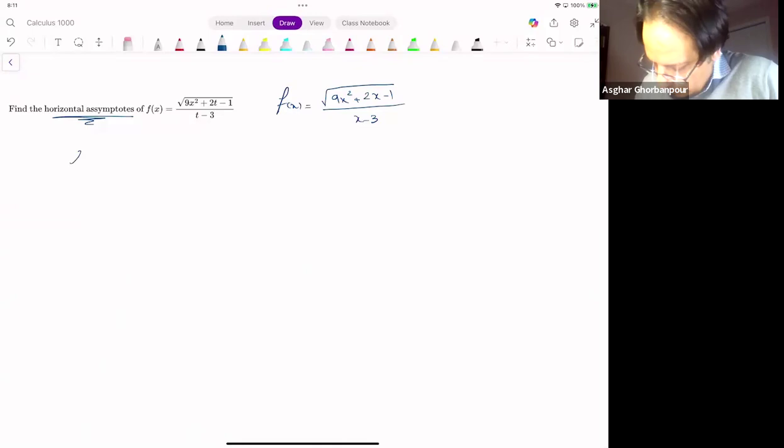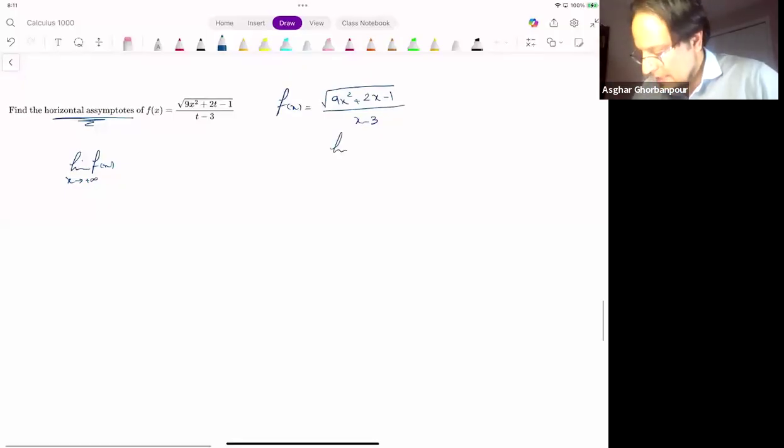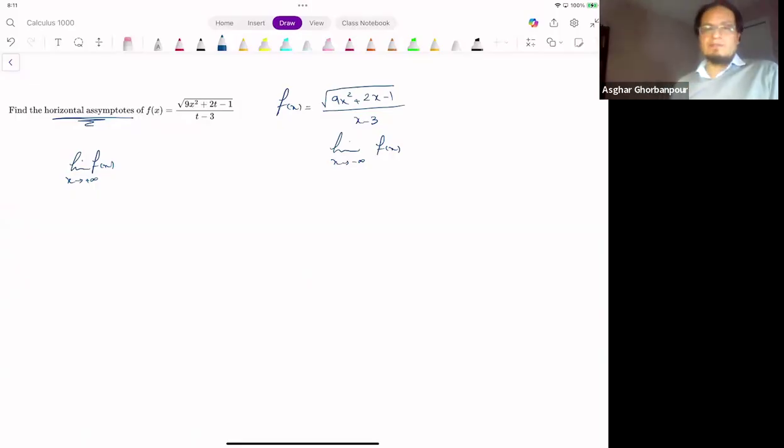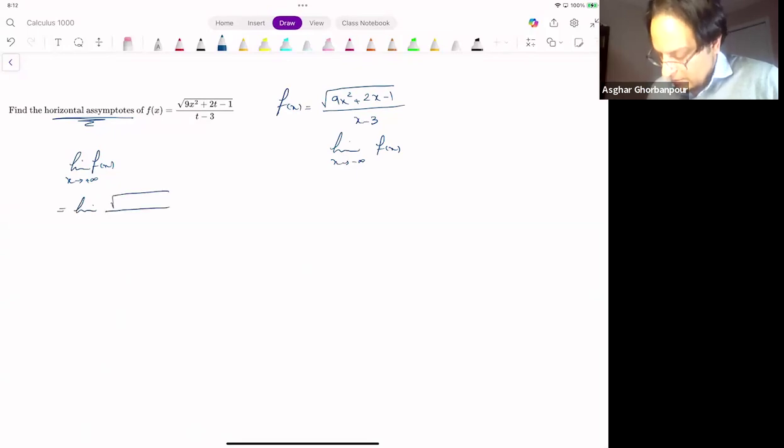So for horizontal limits, we have to find the limits as x goes to plus infinity and as x goes to negative infinity. So these two we have to figure out. Remember, when x goes to plus or minus infinity, you have to factor out the dominant term. In the case of polynomials, these dominant terms are the terms with highest power.